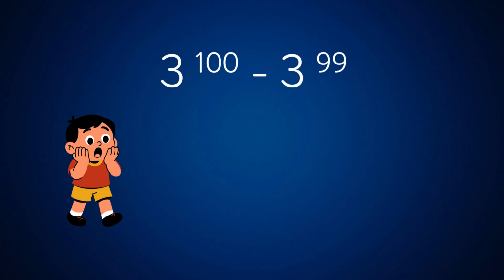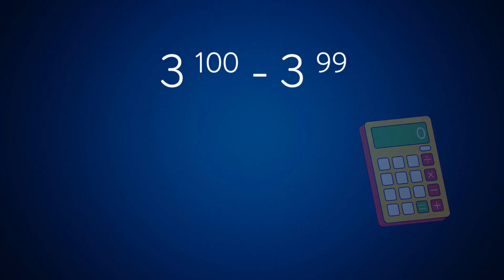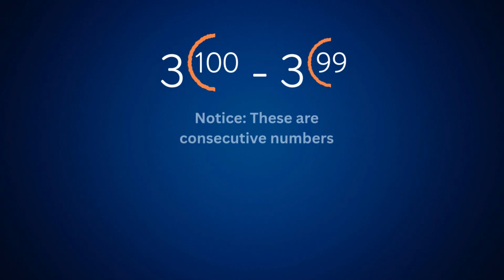Let's face it, when you see an exponent like 3 to the 100th power, your brain immediately screams, "Calculator!" But here's the secret that math teachers don't emphasize enough. You don't always need to calculate massive numbers. You need to understand the rules of exponents. Noticing something interesting here? The exponents are 100 and 99. They're consecutive numbers. That's our first clue.